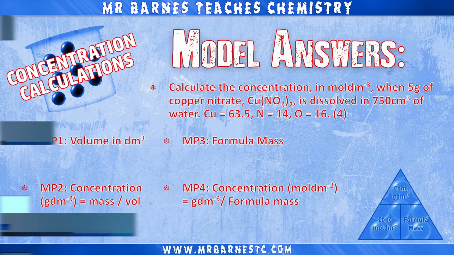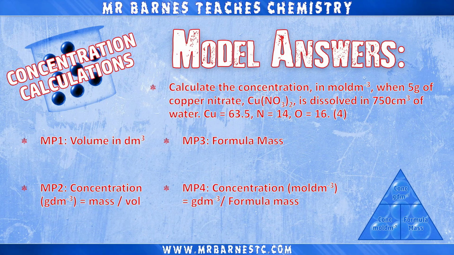On to the final question then. This is a much more complicated question, bringing in everything you've learned about concentration calculations. We are looking for the concentration in moles per decimeter cubed, but have a few steps to get there. Okay, so we have a volume in centimeters cubed. Start by converting that into decimeters cubed. So 750 divided by 1000 gives 0.75 decimeters cubed for 1 mark.